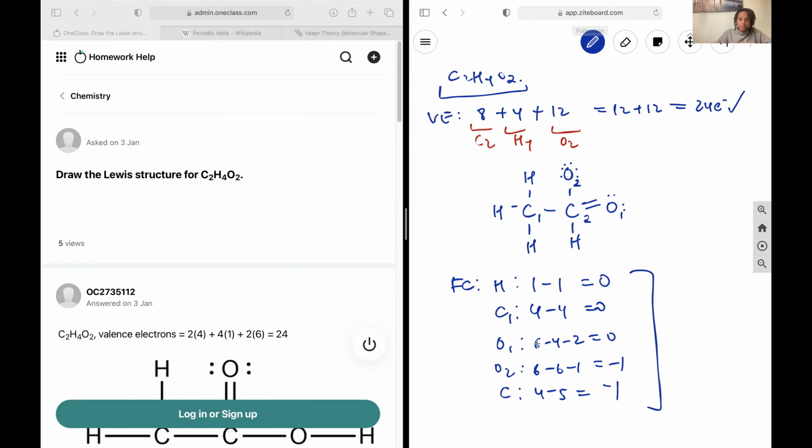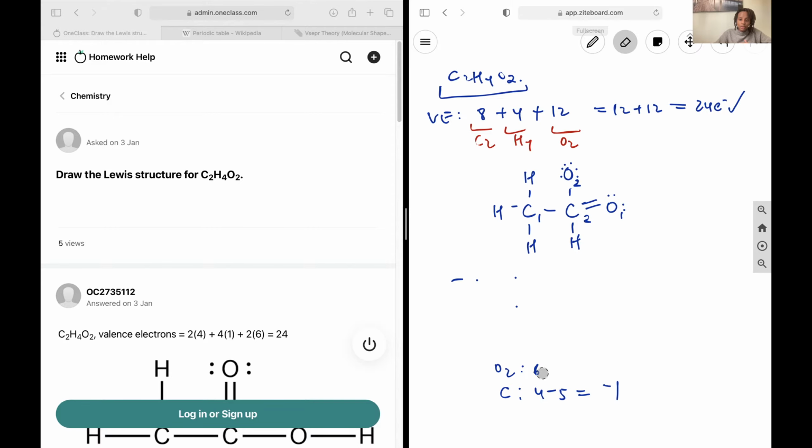And so, yes, I do have a negative charge on the more electronegative one, but I'm not supposed to have a net formal charge of negative 2. And so that tells me something is wrong here. That means go back to the drawing board. Since I know this configuration doesn't work, I'm just going to change a few things about it and try again.